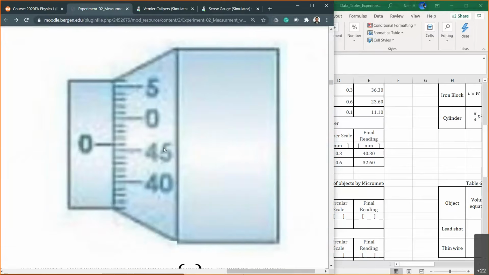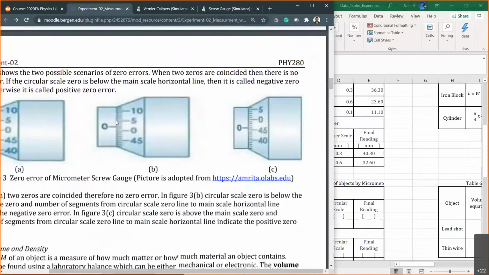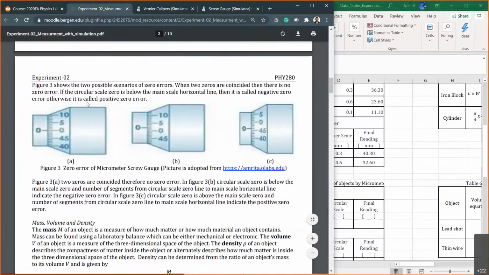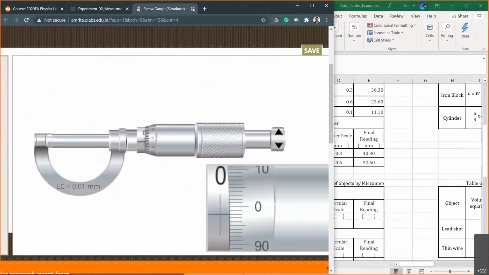And the other type of error is called the positive zero error. All we have to do, again, is find the difference between the zero of the circular scale and the horizontal main line, and then add that to every reading we take with this instrument. So one is positive zero error, one is negative zero error, one is no zero error at all. Which means before we take any measurement with this particular item, which we call the micrometer screw gauge, you have to check that. So let's check that.